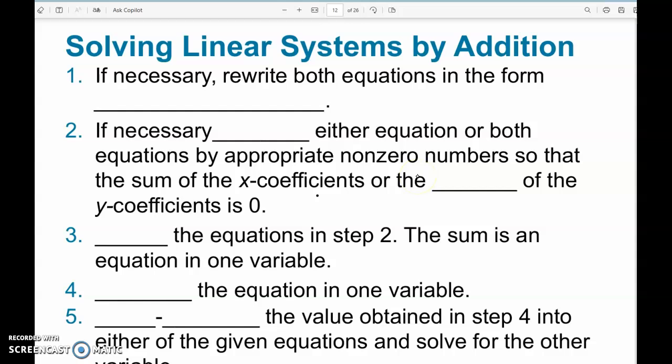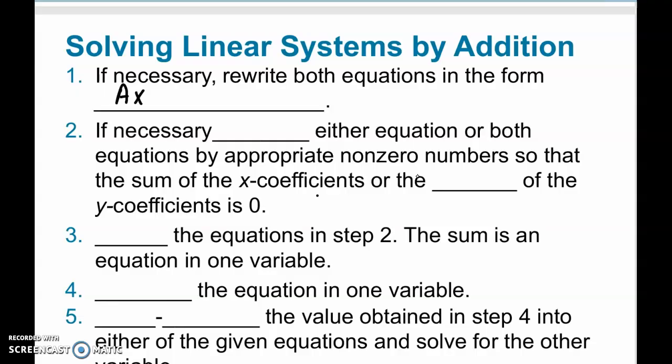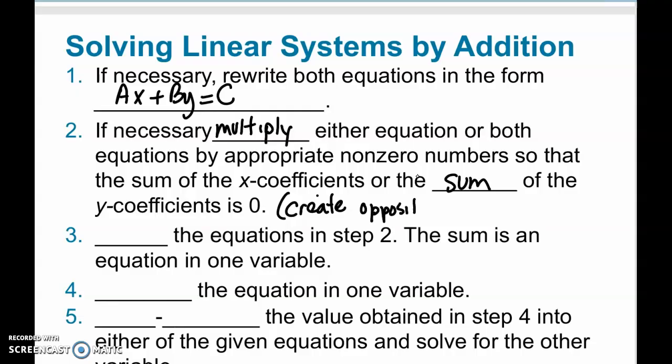And so let's fill in the blanks. So it says, if necessary, rewrite both equations in this form. So basically, you're rewriting them both to look all the x's together, all the y's together, the equal signs, and then the constant together. If necessary, you have to multiply either equation or sometimes both equations by an appropriate non-zero number so that the sum of the x coefficients or the sum of the y coefficients is 0. So what you are trying to do here in step 2 is to create opposite coefficients.